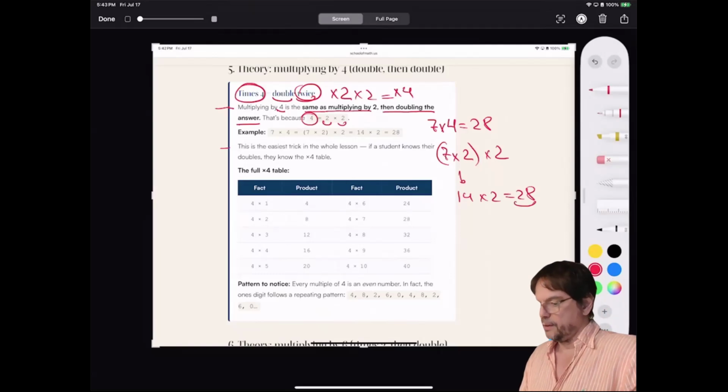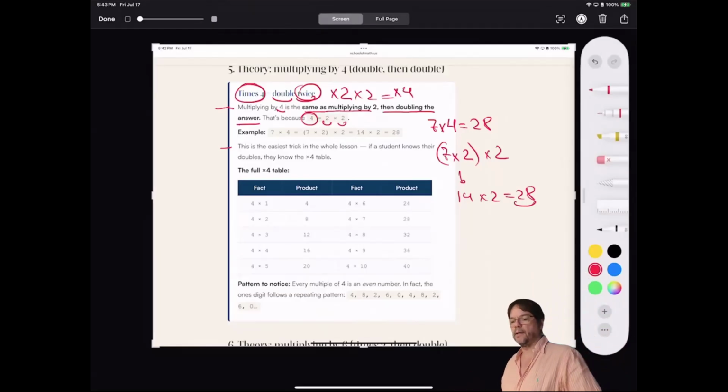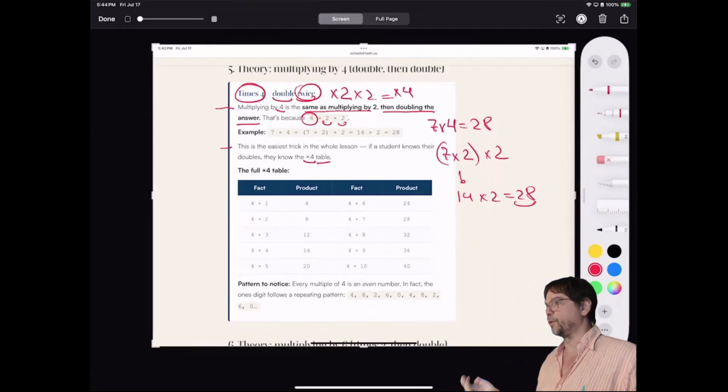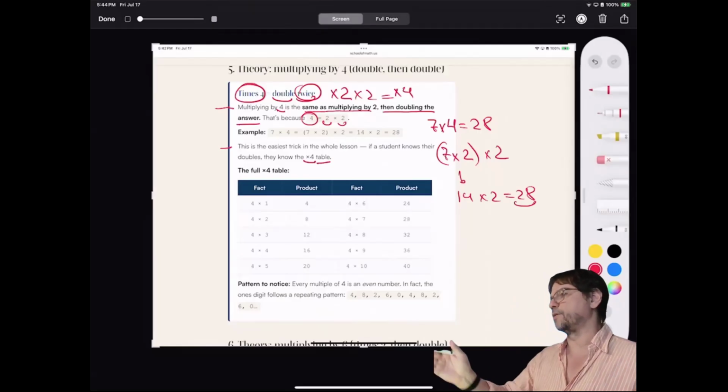This is the easiest trick in the whole lesson. If a student knows their doubles, the times 4 table. Do you agree? So I asked you a question. Do the times 4. It's like times 2 and times 2. Super easy.